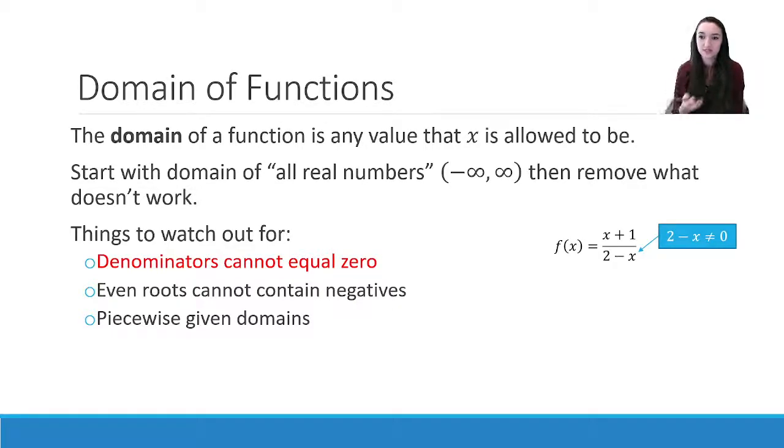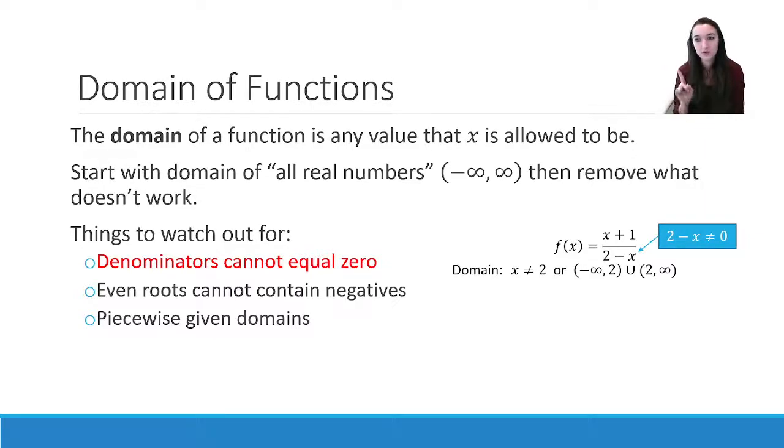So I'll take in this equation f of x equal to x plus 1 over 2 minus x. 2 minus x cannot be 0. So what would cause that? We just solve that algebraically. We subtract 2 from both sides, etc. And we're going to get x cannot be 2.